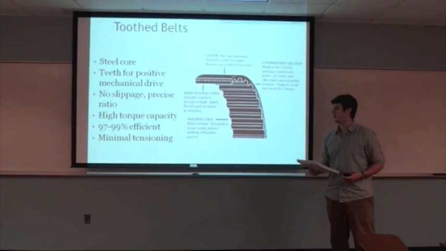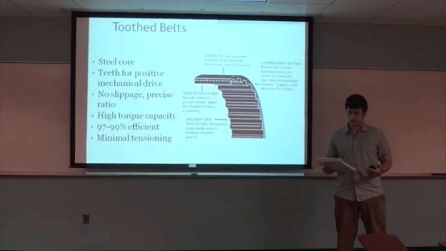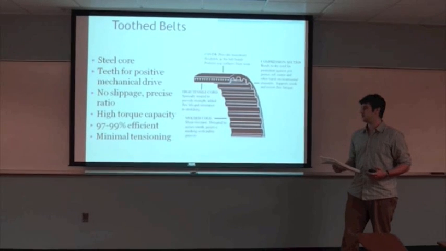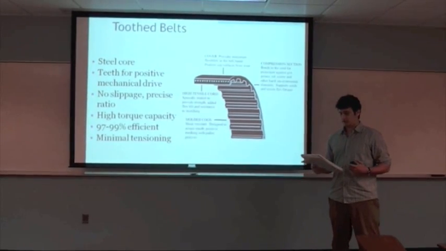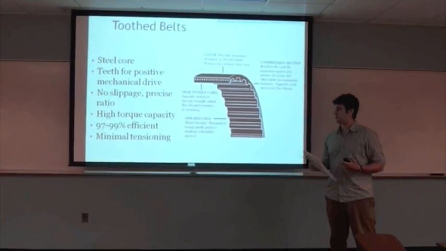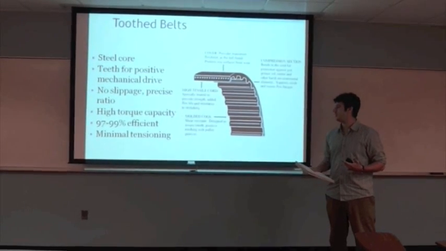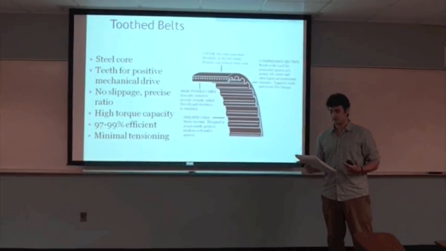They have a very high torque capacity, and they're 97 to 99% efficient, which makes them comparable to a serpentine system. Also, because of the teeth, you don't have to tension them any more than is necessary to keep the belt from slipping off of the pulleys.